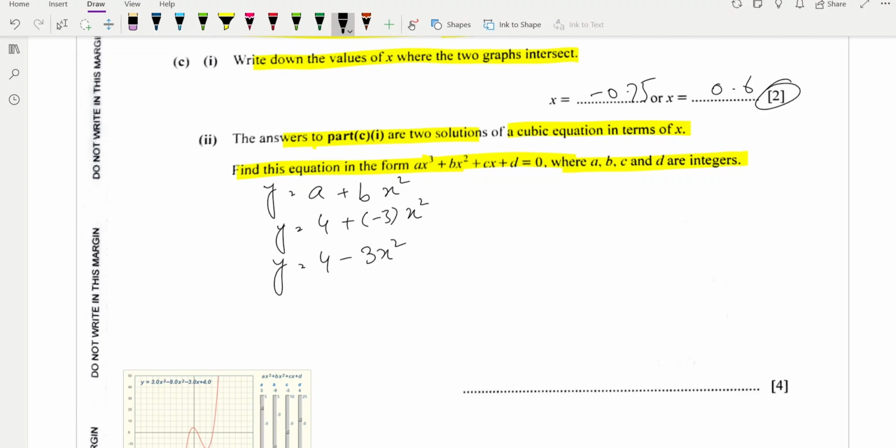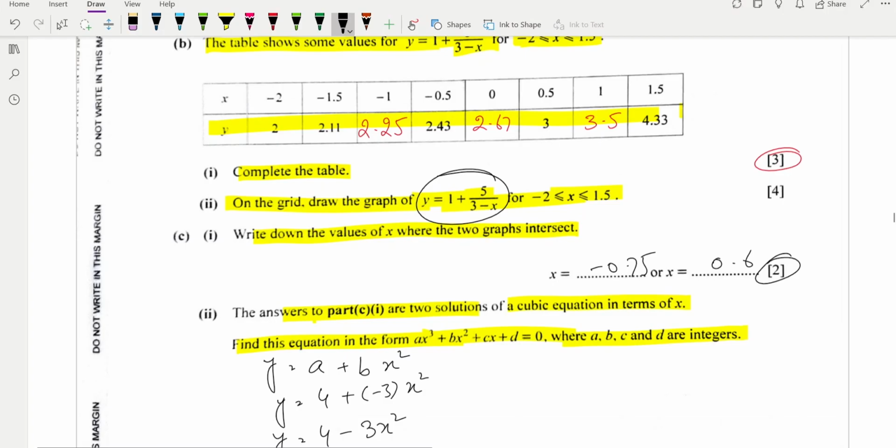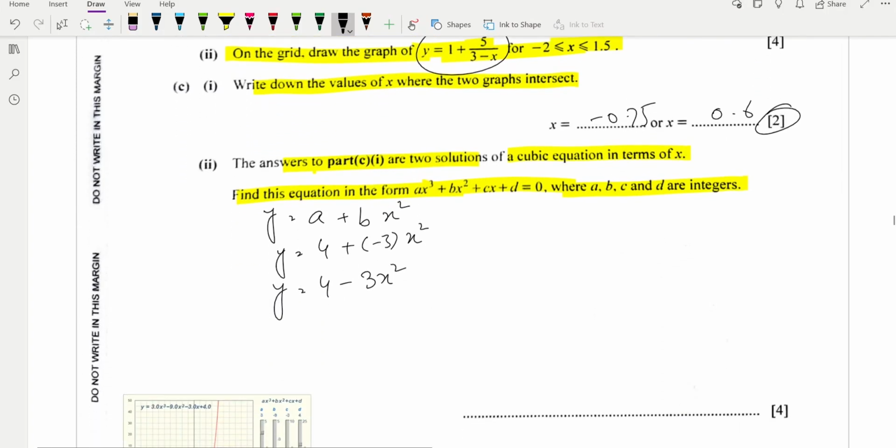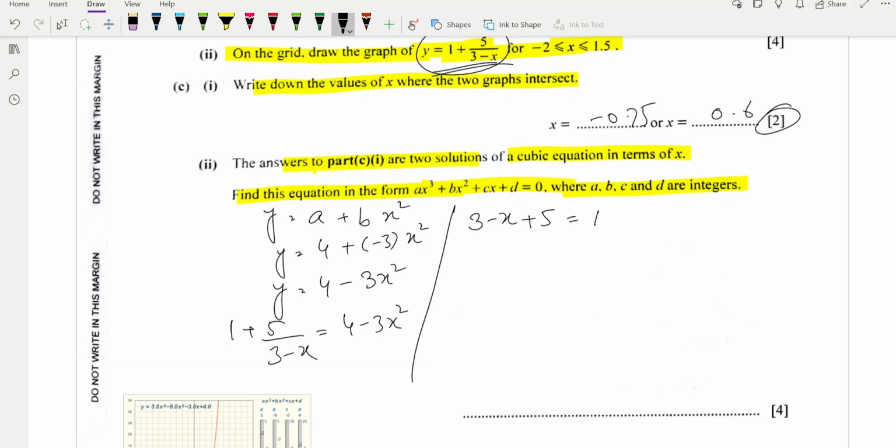And the second equation which we have is y is equal to 1 plus 5 over 3 minus x. So what we will do, we can equate them. We can write 1 plus 5 over 3 minus x is equal to 4 minus 3x squared. Now we have to cross multiply, so we multiply everything by 3 minus x, so it will be 3 minus x plus 5, and the other side will be 12 minus 4x minus 9x squared plus 3x cubed.